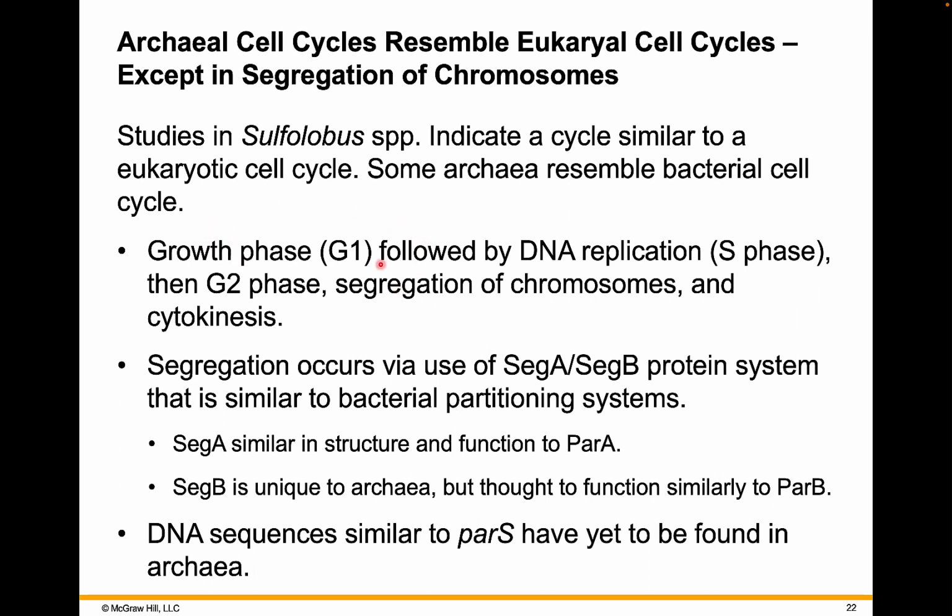In bacteria, it is very different: the initial phase is the birth phase, or B phase, followed by the C phase, which is the DNA replication and separation, followed by cytokinesis. In archaea, the segregation occurs with segregation proteins like the SegA, SegB system. This is similar to the bacterial partitioning system. SegA is similar to ParA. SegB is unique to archaea but thought to function similarly to the ParB protein. But no ParS-like sites have been found in archaea so far.